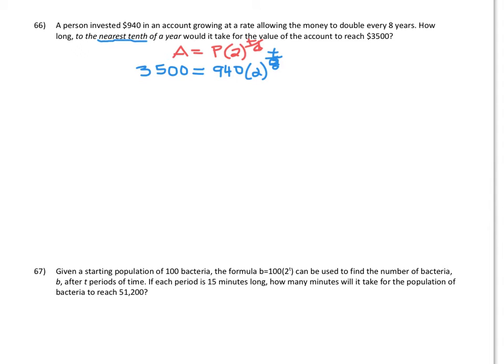So let's get rid of the 940. We can divide both sides of the equation by 940. Okay, so on the right-hand side of the equation, we're left with, you could keep that in parentheses or you don't have to, it's up to you. I'm going to actually take it out. 2 to the T over 8 power.